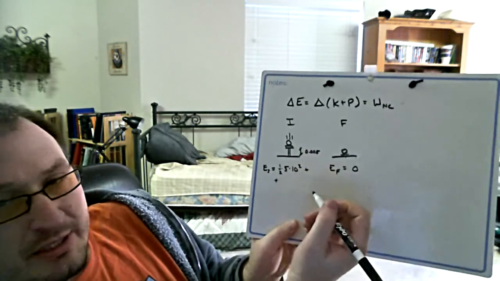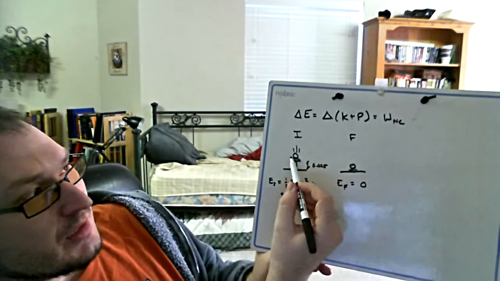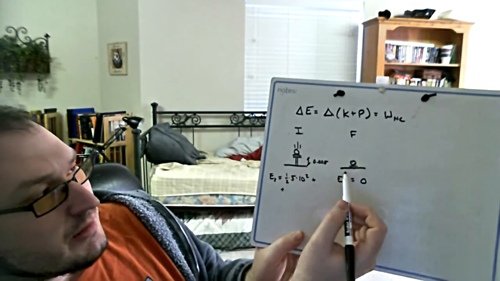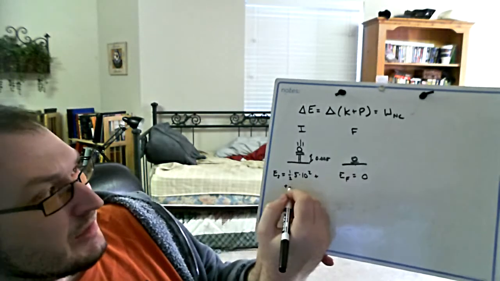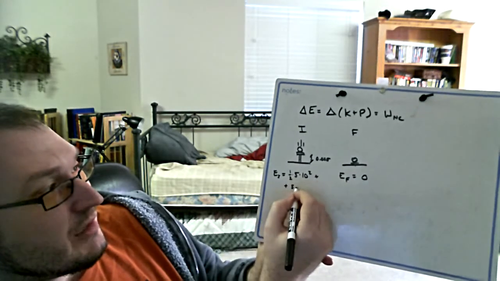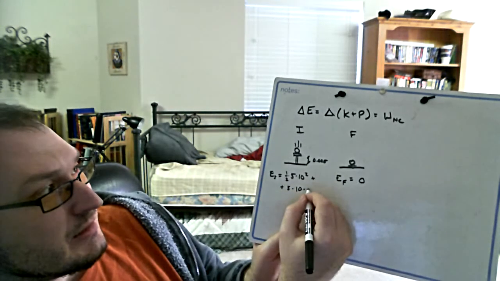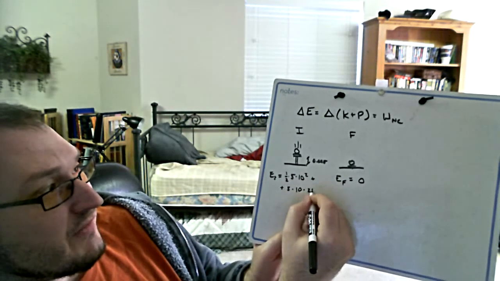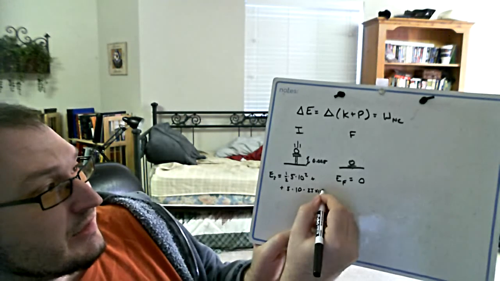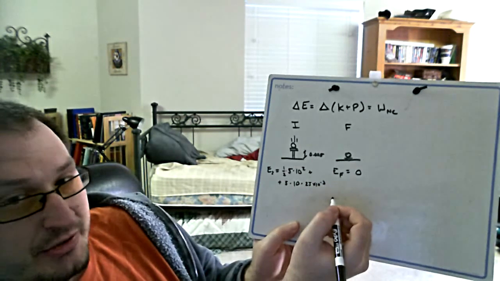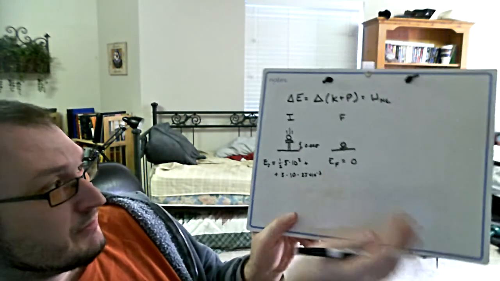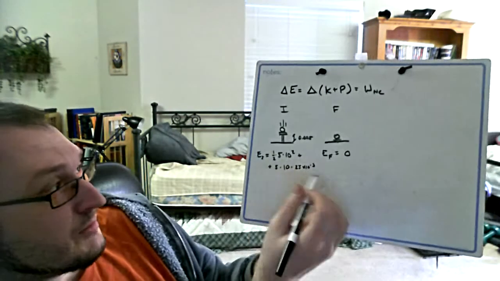But is there potential energy? Is this stone a little bit higher than it is here? There is potential energy. So let's put it in. The mass is 5, g is 10, and h is 25 times 10 to the negative 3. Scientific notation is useful, of course, in order of magnitude problems.